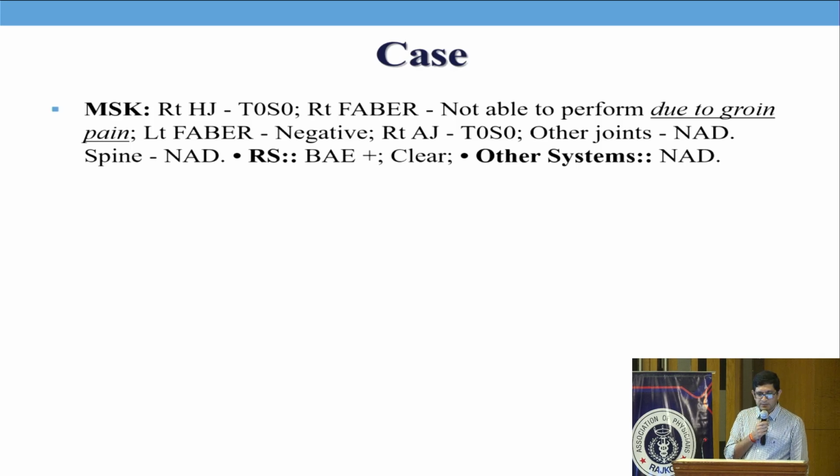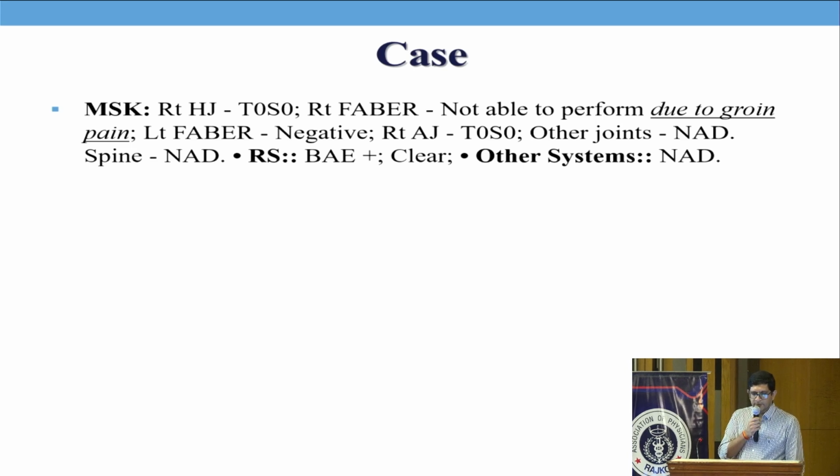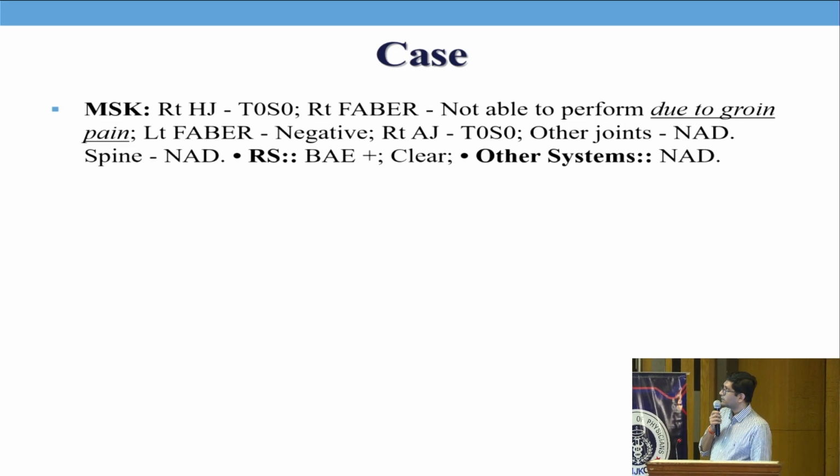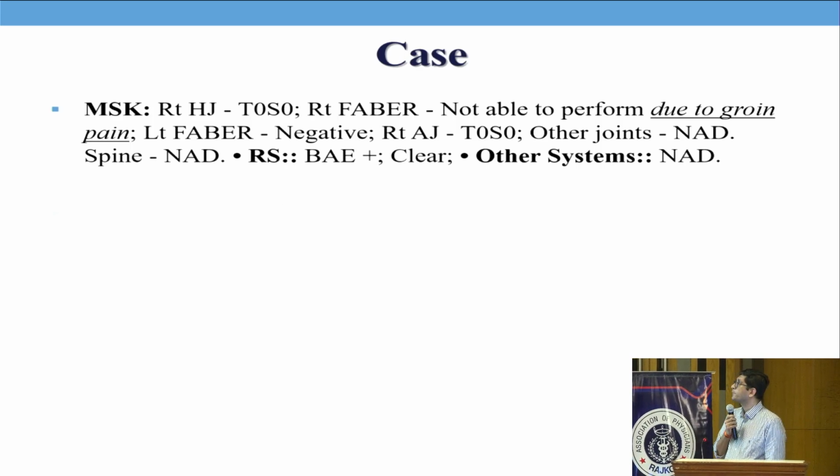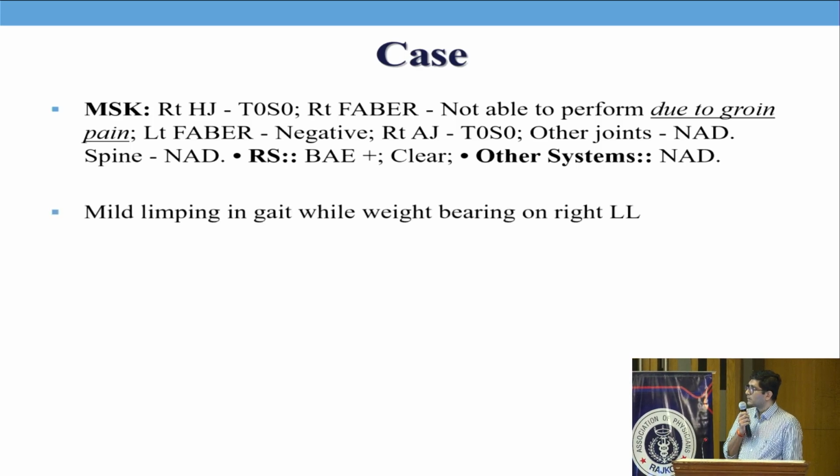At the presentation, her ankle joint was non-tender and non-swollen. T is for tenderness, S is for swelling. Other joints were normal, and spine was normal. Respiratory and systemic examination was normal. On gait examination, there was mild limping on the right side.